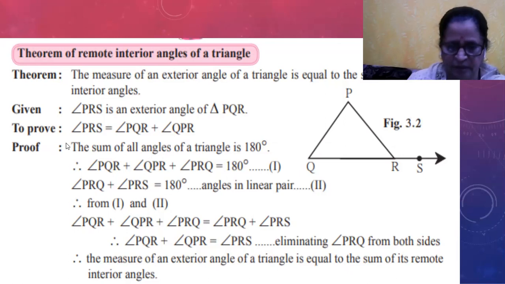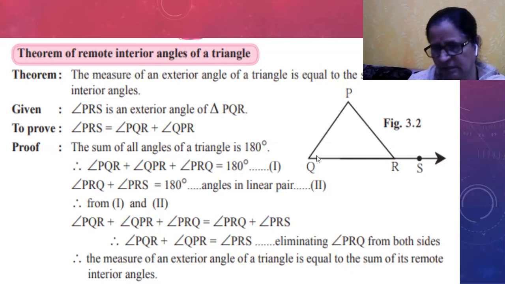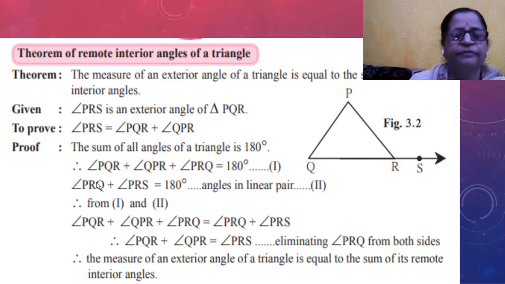Let us prove it. The sum of all angles of a triangle, these three angles in this triangle, is equal to 180 degrees. Means the three angles of this triangle will add to 180. Therefore angle PQR plus angle QPR plus angle PRQ is equal to 180 degrees. This is equation 1.